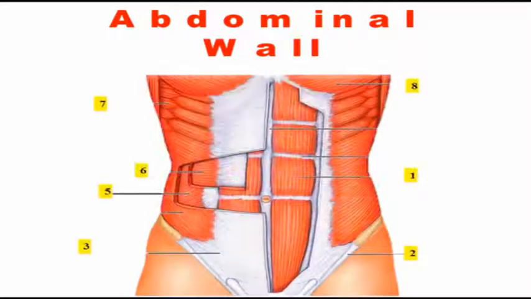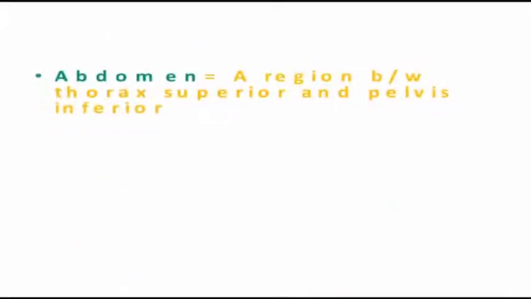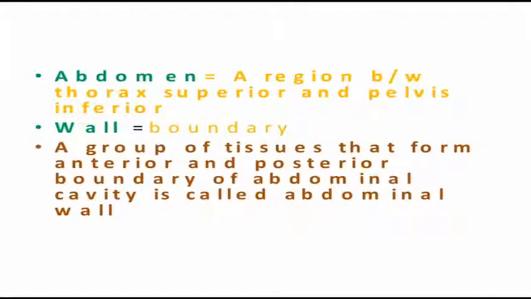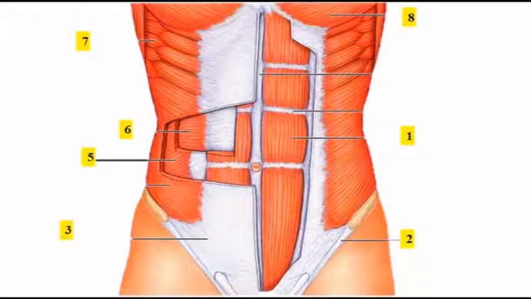Today in this lecture we will learn about the abdominal wall and anatomy of the abdominal wall. So the abdomen is basically a region between the thorax superiorly and the pelvis inferiorly, while the wall means the boundary. So there is a group of structures that form the anterior and posterior boundaries of the abdominal cavity, which is called the abdominal wall simply. Okay, this is the abdominal wall, or these are the abdominal muscles, anterior abdominal wall.